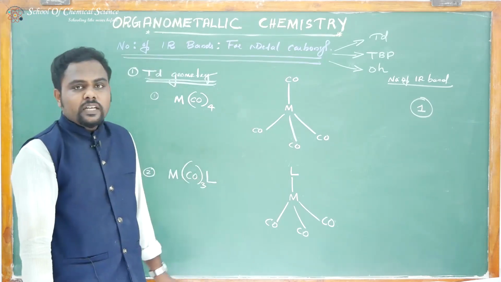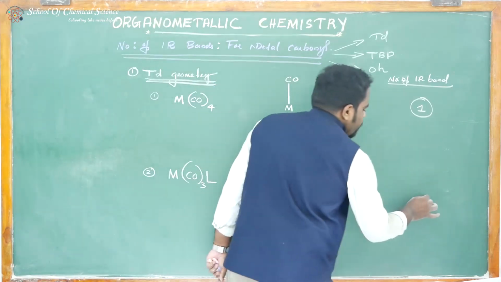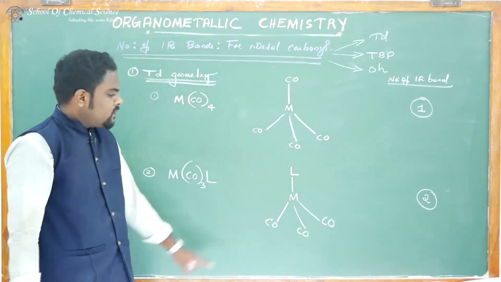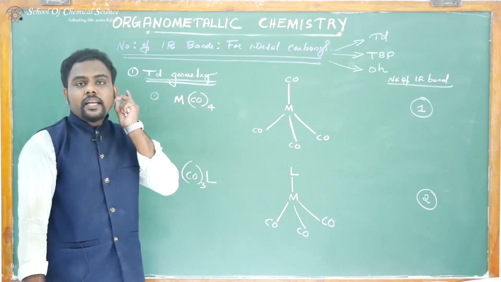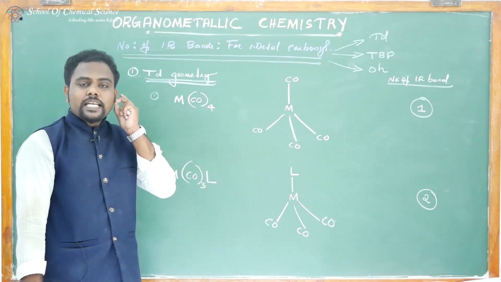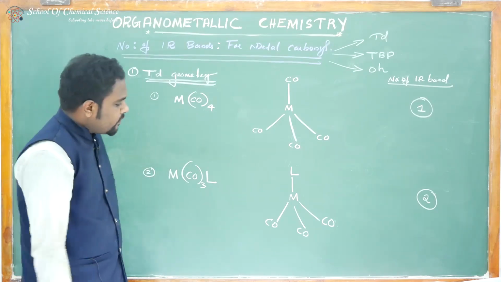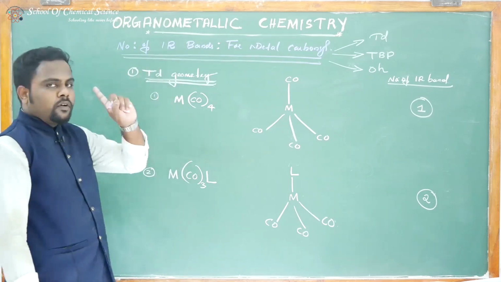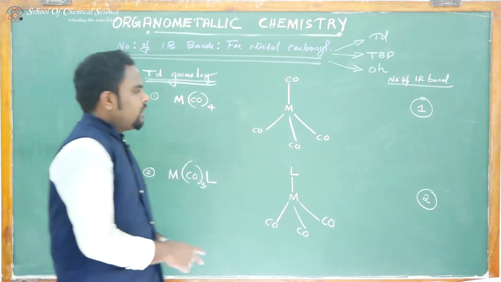All are equivalent. So what is the number of IR bands for bend carbonyl? 2. Why 2? Because in MCO, bend carbonyl is present, so both the symmetrical as well as asymmetrical stretching are IR active. So definitely 2 IR bands. So a complex MCO4 has 1 band, MCO3L has 2 bands. Then third case.